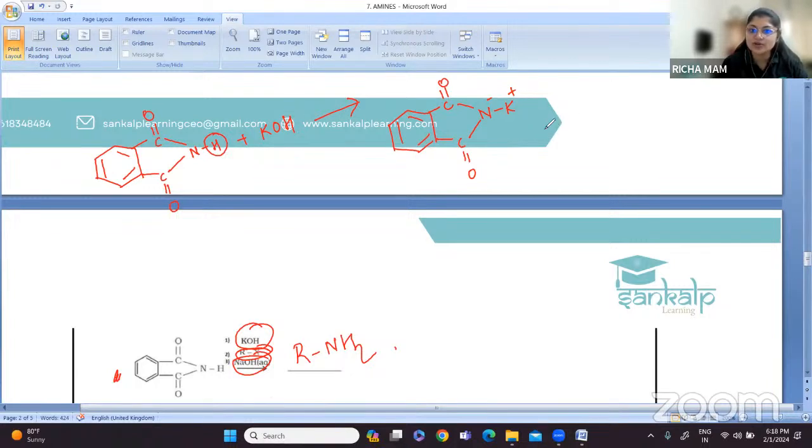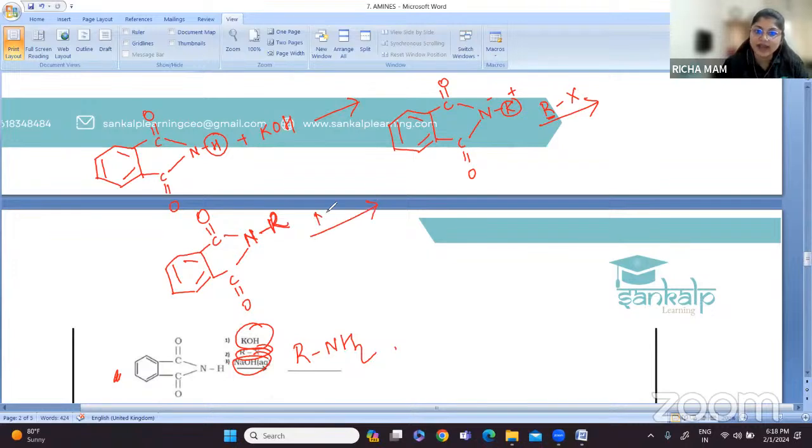This potassium salt of phthalimide further reacts with your alkyl halide. What happens now? K will be replaced by R. The active center is only the salt part; the rest of the molecule remains the same, so you have to write it the same. So N-R. Now N-alkyl phthalimide is formed, because at the N position you have an alkyl group. Now when you react this N-alkyl phthalimide with aqueous sodium hydroxide, what do you get?